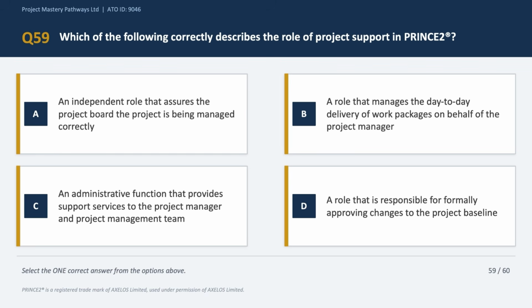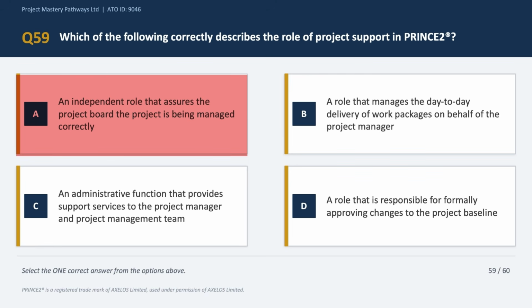Moving on, question number 59. Which of the following correctly describes the role of project support in PRINCE2? Now in PRINCE2, project support is often confused with project assurance, okay? So let's make this clear as part of this sample question that we are going to solve. Option A says an independent role that assures the project board the project is being managed correctly. Now that is the definition of project assurance, not project support. They are completely different roles with different reporting lines. So option A is incorrect.